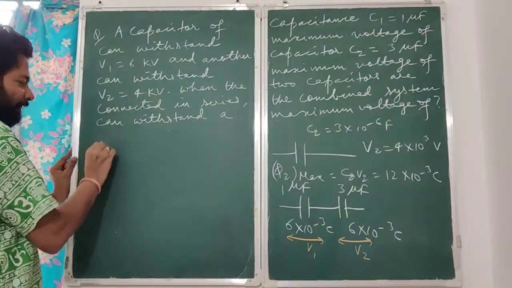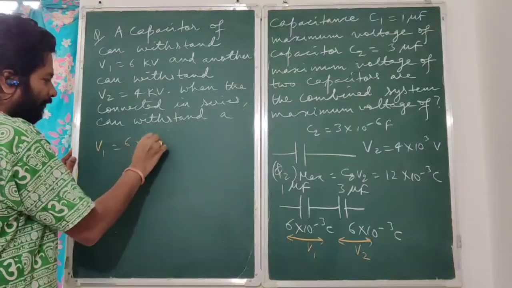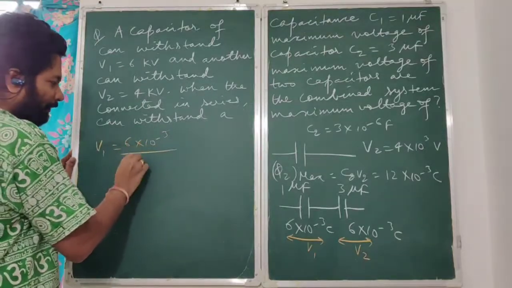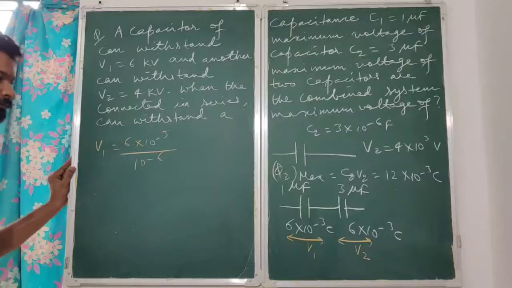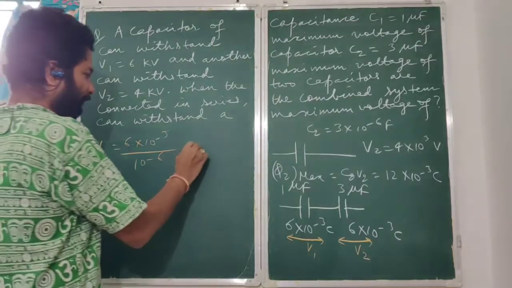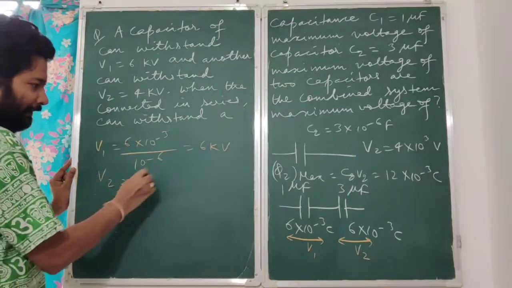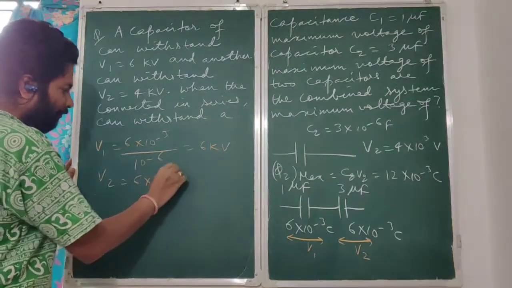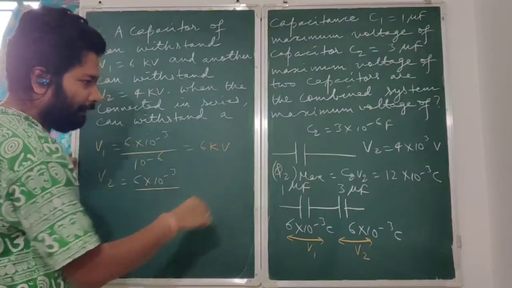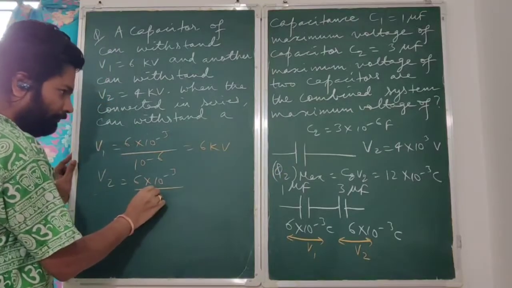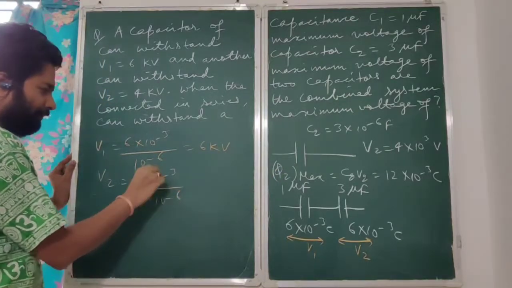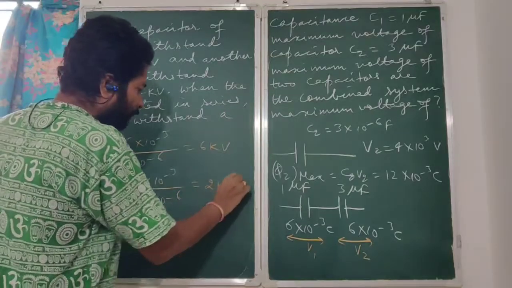So what is the value of V1? It is 6 into 10 to the power of minus 3 by 10 to the power of minus 6. So it is 6 kilovolt. What about V2? It becomes 6 into 10 to the power of minus 3 divided by 3 microfarad, so 3 into 10 to the power of minus 6. So this will be 2 kilovolt.